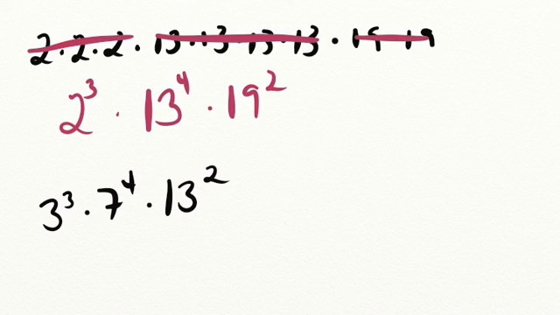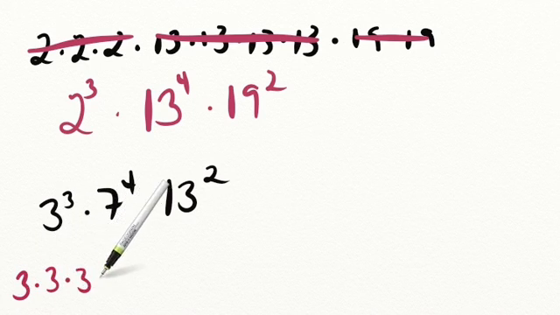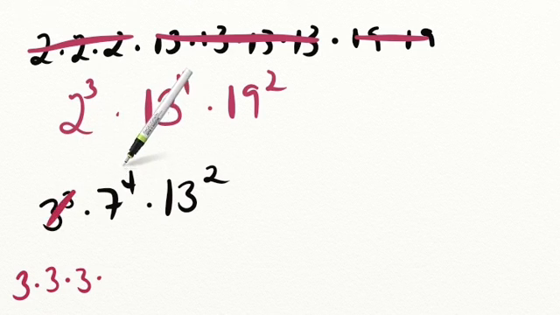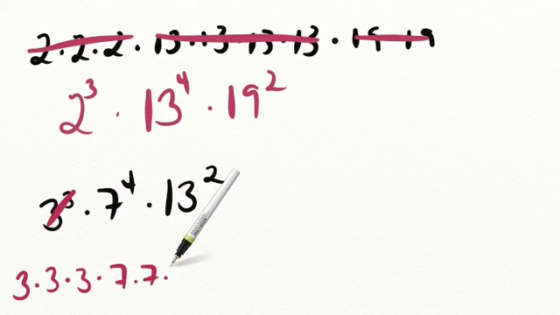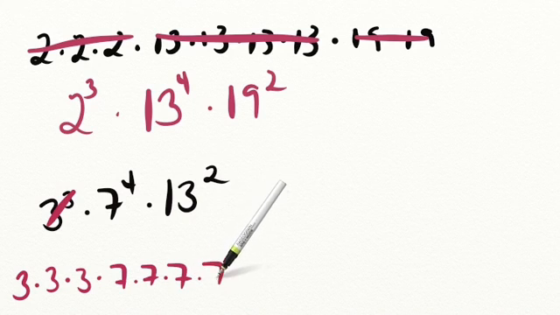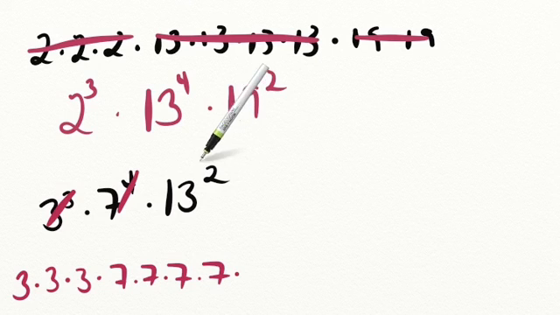Well, let's see. 3 to the third power means that we're going to multiply the number 3 times. 1, 2, 3. 7 to the fourth power means that we're going to multiply the number 7 4 times. So 1, 2, 3, 4. And 13 to the second power means we're going to multiply the number 13 2 times. 1, 2.